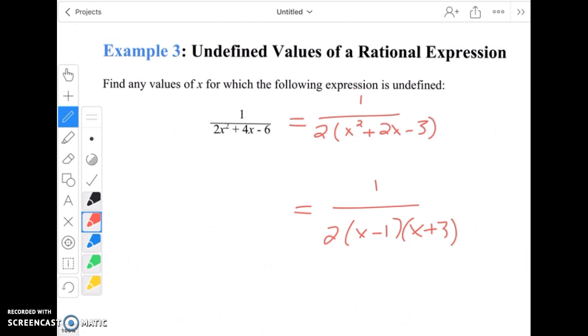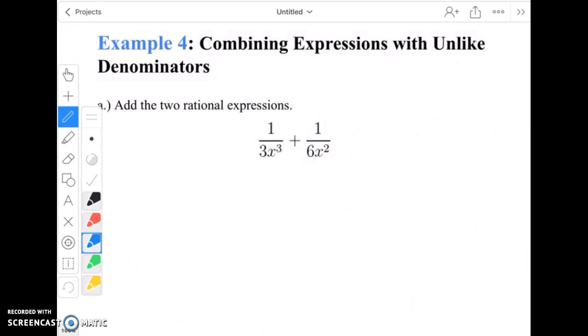So then those undefined values would be what value could I plug in for x to get a 0. So in this case, we have 2 of them. X can't be equal to 1, because if I plugged a 1 into that x minus 1, that would give me a 0 and would cancel everything out. And x can also not be negative 3. All right.